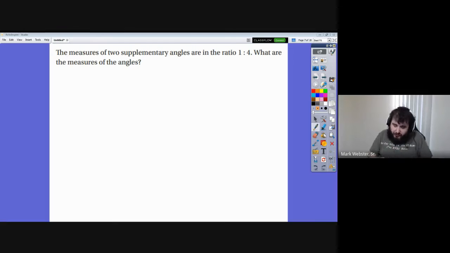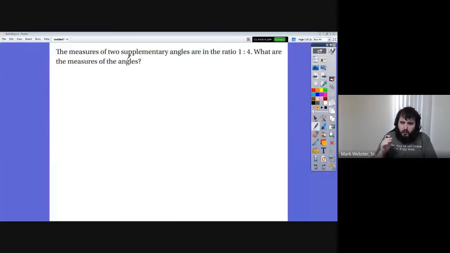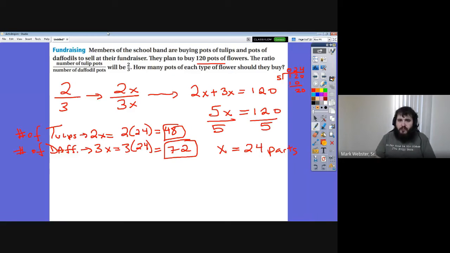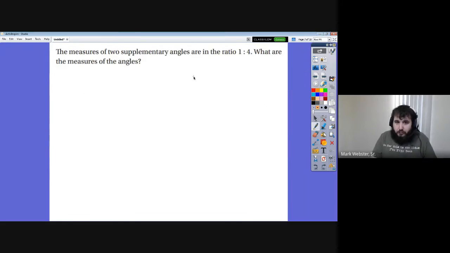Okay, folks, let's go ahead and talk about this one. What we're saying is the measures of 2 supplementary angles are in this ratio. This is basically the exact same thing as the last problem. The only difference is that they don't directly give you what they add up to. In the previous one, they specifically say the total is 120, but here, they say it to you in a way that you're going to have to understand.